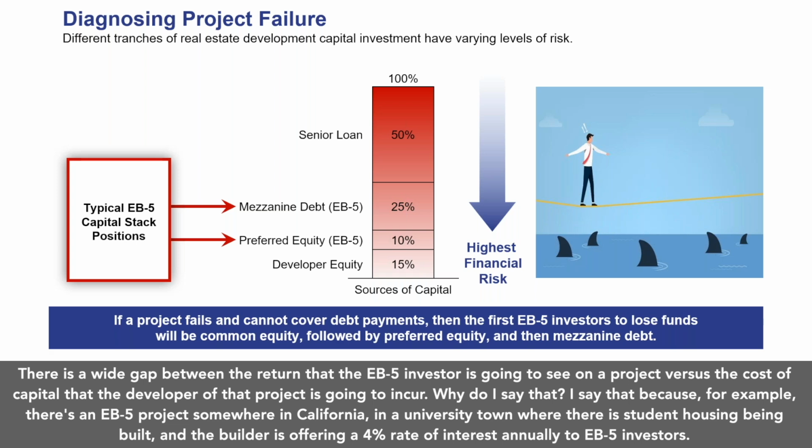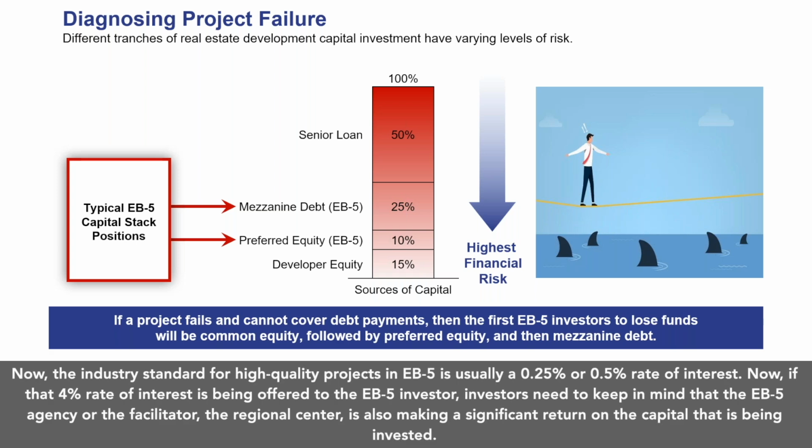Why do I say that? I say that because, for example, there's an EB5 project somewhere in California in a university town where there is student housing being built, and the builder is offering a 4% rate of interest annually to the EB5 investor. Now, the industry standard for high quality projects in EB5 is usually a 0.25 or 0.5% rate of interest.